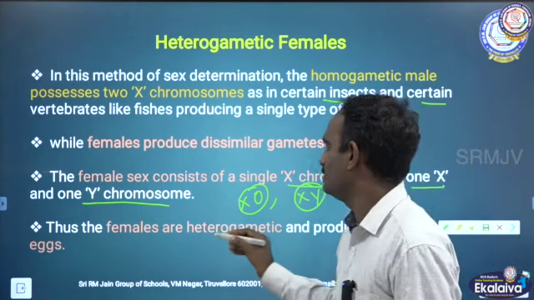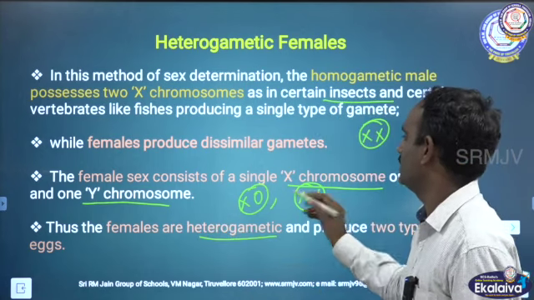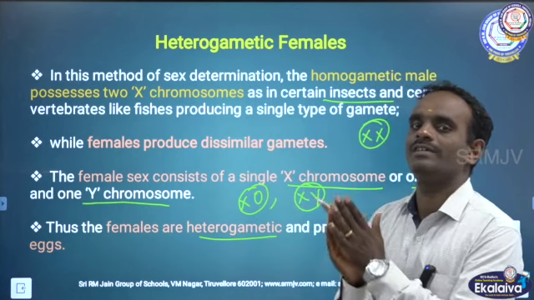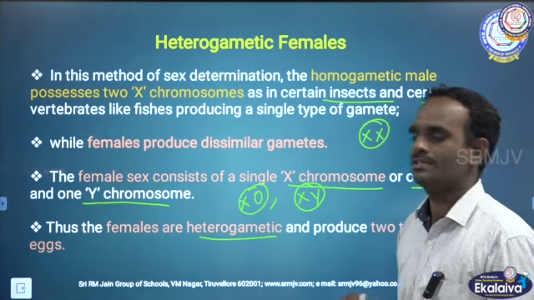This type of sex determination is seen in certain insects and certain vertebrates. So females are heterogametic. Why is it heterogametic? They have two different types of gametes, one having only the X chromosome and another having the Y chromosome. Can you get my point?